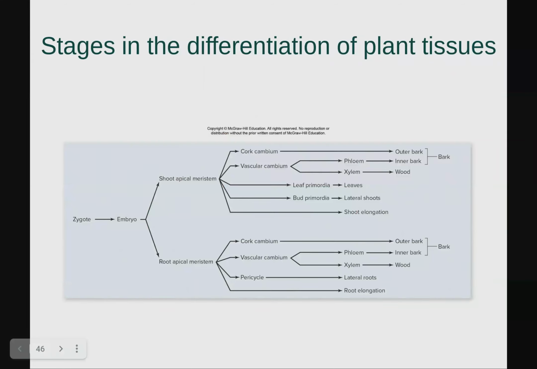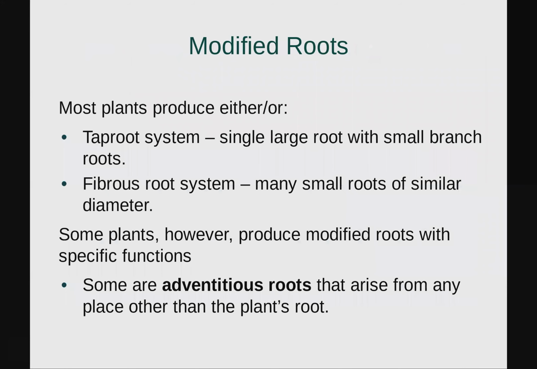And just to put this all together, we have this really handy flow chart. We have the stages of different plant tissues. You start with a fertilized egg. It differentiates either into roots or shoots, and then you develop all sorts of different pieces along the way, leading to bark, leading to wood, leading to roots, elongation, and so on and so forth. So again, a nice little handy chart that shows you all the things that we have.